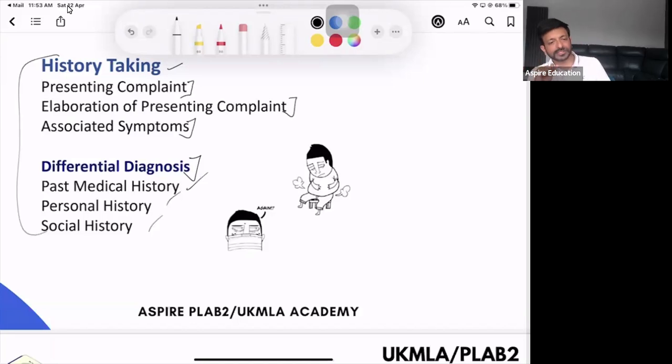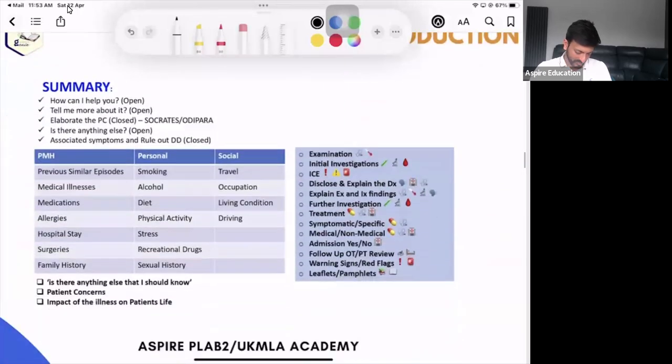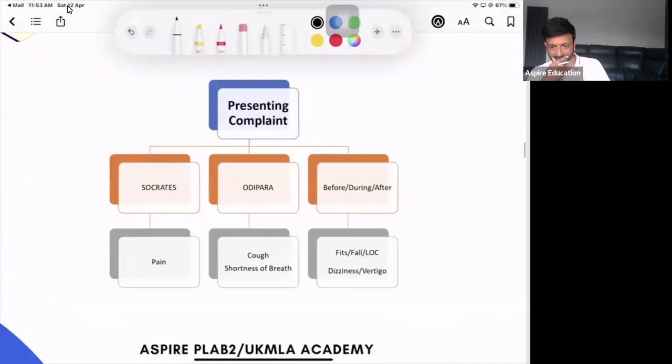Let's make it a bit interesting. If you are ruling out differentials, how many differentials do you think you should rule out in a history station? Answer. How many differentials? 2, 3, 3, 4, 2, 3. Okay, fine. Let's go a bit more into detailing.